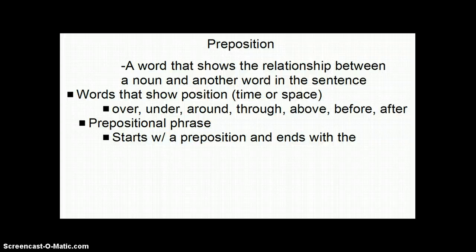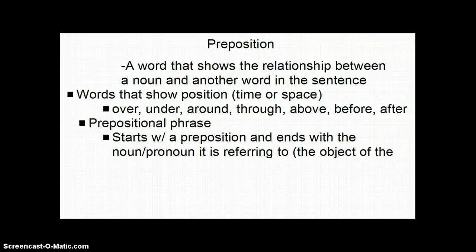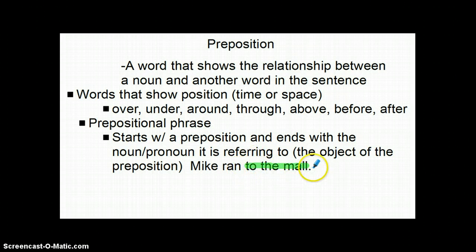We also have prepositional phrases. These start with a preposition and they end with the noun or pronoun it's referring to. So here's an example. Mike ran to the mall. To would be the preposition. We go all the way to the next noun or pronoun, which is mall. So this whole thing here is the prepositional phrase. Now mall is still a noun, the is still an adjective, but they're part of the prepositional phrase. Okay? To is the preposition in that sentence. So if I ask you to find the preposition, you should write the word to. If I ask you to find the object of the preposition, you'd write the word mall. If I ask you to write the prepositional phrase, you write to the mall.